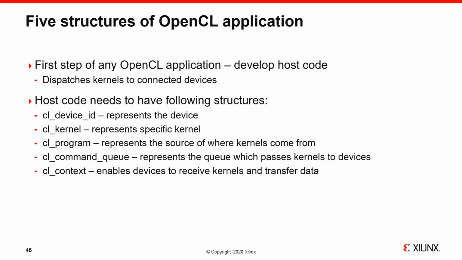We'll consider 5 main parts to an OpenCL application. The first step to develop an application is to develop the host code. As we said, this runs on the host CPU and will dispatch hardware kernels to target devices or OpenCL platforms. The host application needs to have the following: a CL device ID, this represents the device, and each accelerator will have a device ID. CL get device IDs can be used to read back the CL device ID from your program.